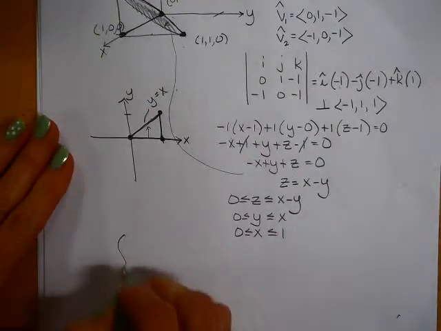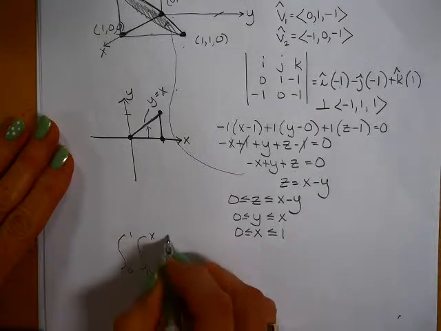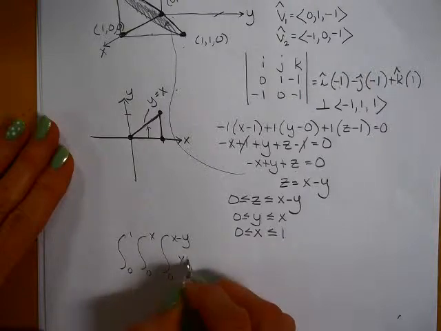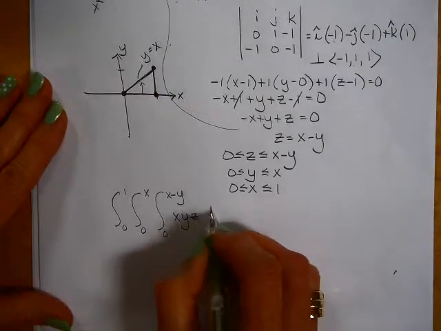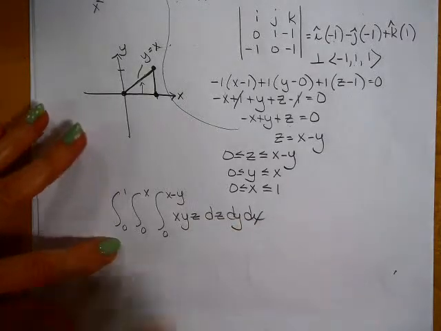So 0 to 1 on the outside, 0 to x next, 0 to x minus y. My function was xyz. This is dz, this is dy, and this is dx.